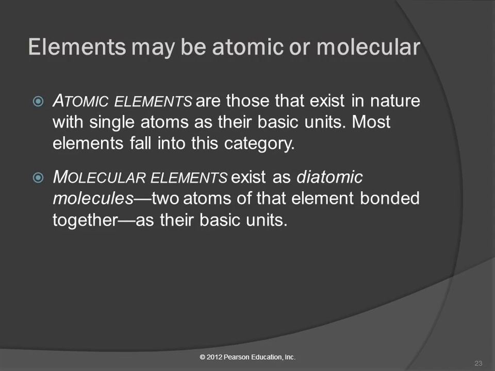So elements may be atomic or molecular. Atomic elements exist in nature with atoms as their basic units. So these names are descriptive. Atomic elements have individual atoms. Molecular elements exist as molecules. The ones we're going to learn about are the diatomic, meaning 2. Diatomic, 2 atoms. There are others, but we won't make you learn those.